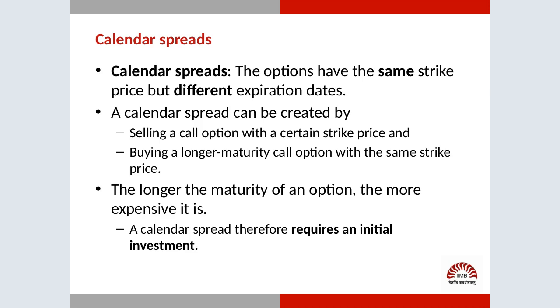Now we also know that the longer the time to maturity, the more expensive the option is. Since you are buying a longer maturity call in this example, the premium would be higher than for a shorter maturity call, which means you'll actually have to pay the premium. If you did it the other way around, you would not have to, because you would be buying the shorter maturity call and selling the longer maturity call. Now, this kind of spread is not very popularly used in the market. Unlike the other ones, it is not very popularly used. And the reason for that is this.